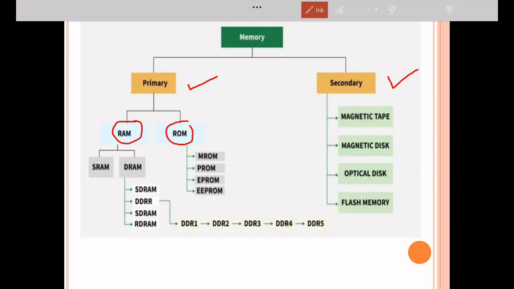RAM also has two types: one is static RAM, second is dynamic RAM. Similarly ROM also has different types; some are erasable, some are not erasable. Okay, and secondary memory also has many different types: magnetic tape, magnetic disk, optical disk, and flash memory. So one by one we will discuss everything. This diagram is very important. Why? Because last time also they asked a 5 marks question, and this is also very important for competitive exams.